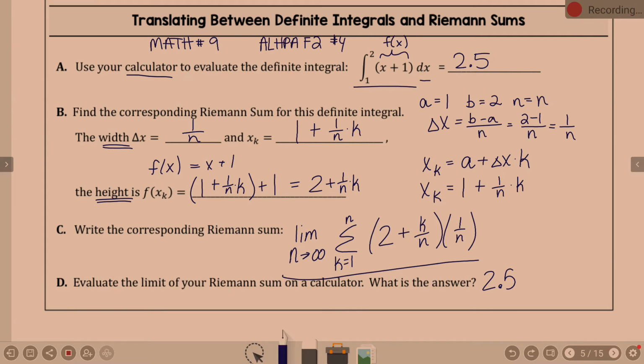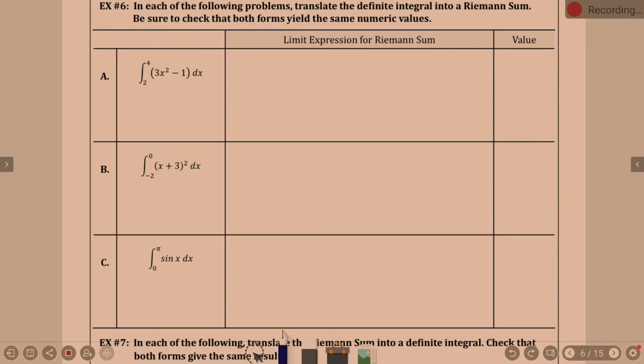Okay. Let's see what we can do with these. So example 6. In each of the following problems, translate the definite integral into a Riemann sum. Be sure to check that both forms yield the same numeric values. So when you see that, you can get the answer from the integral, but I do not have a way for you to get the answer from the limit, the Riemann sum, but that's okay. We're not going to worry about that right now because it's not something you'd have to do on AP, to calculate or find that limit.